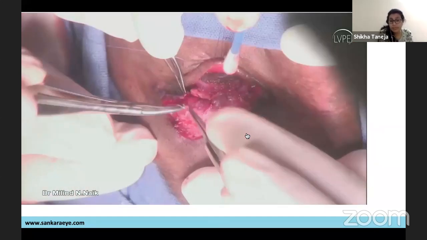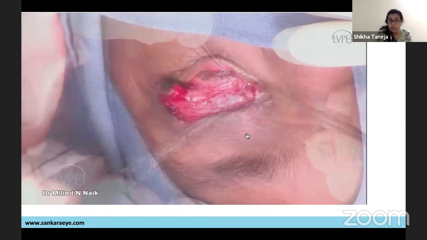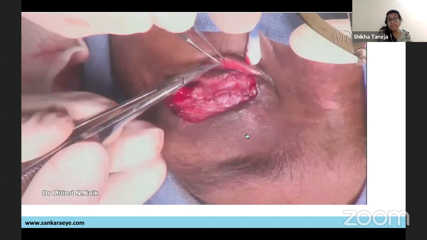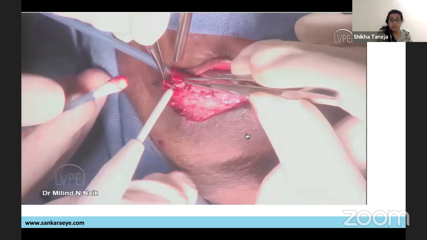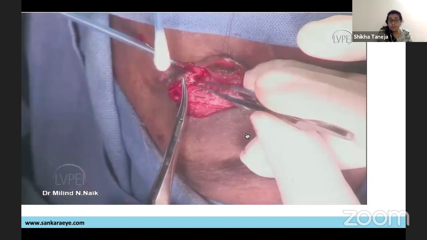Basically, at this step, we need to be careful that we don't take a full thickness suture. Otherwise, if the suture ends are rubbing against the cornea, then we can land into trouble. So this is the first step which we do.